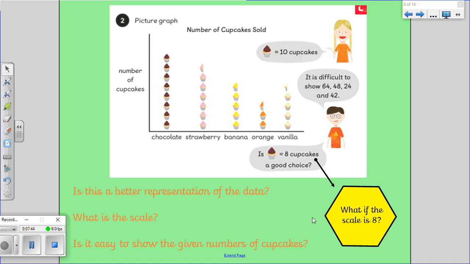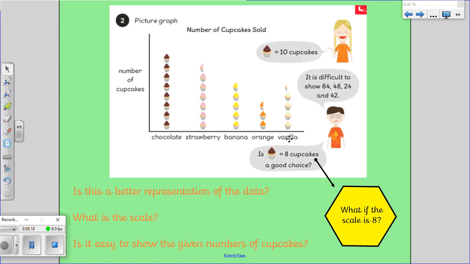Okay, so we might think this is a better representation of the data because there's not as many pictures, so it makes it easier to work out the number of cupcakes. We can see the scale that's told to us at the top is 10. So 1 cupcake is worth 10 cupcakes. So we can see for the chocolate, there are 8 cupcakes, each worth 10. And we know that means there are 80 chocolate cupcakes altogether. So that is quite easy to read.